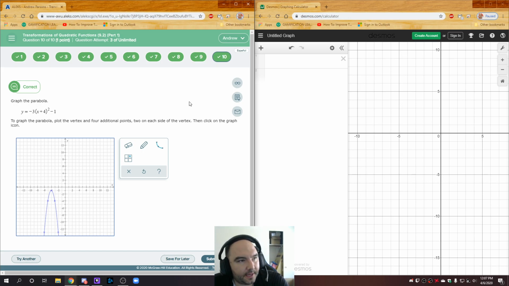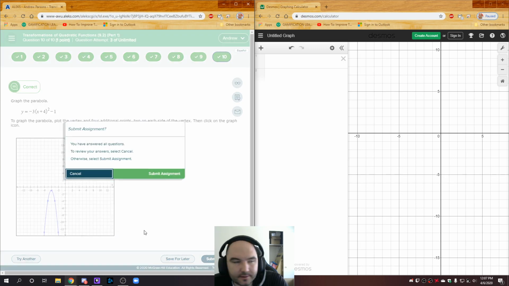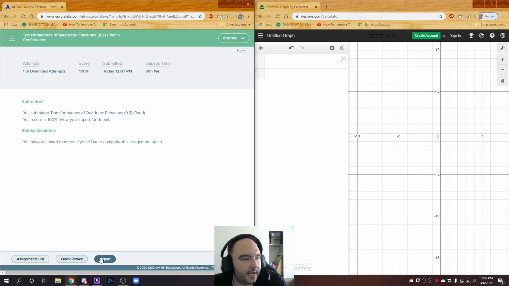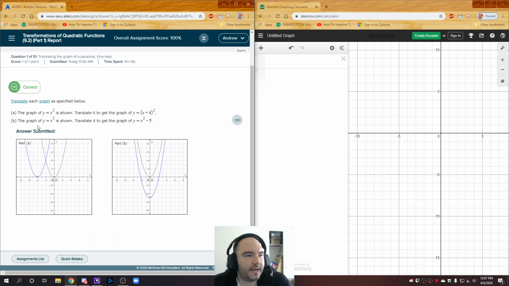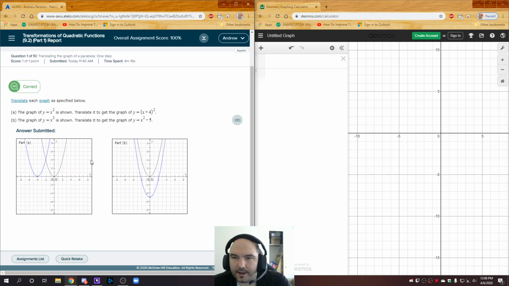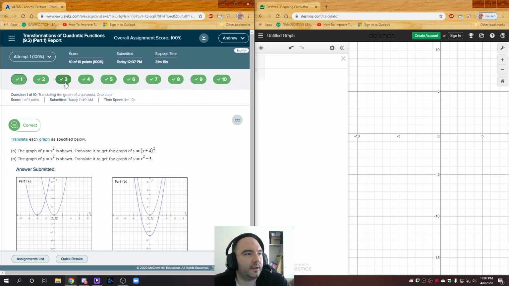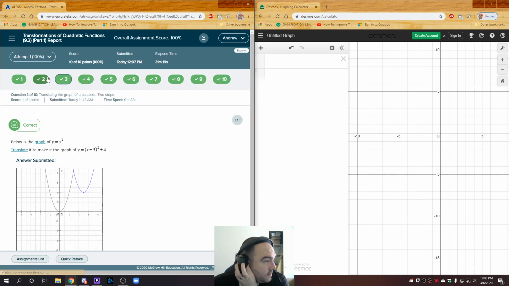Okay, let me review the assignment here. Talk you through what we learned today. All right, so the first few problems had us just doing basic movement: left, right, up, and down. So inside parentheses was left and right. Outside parentheses is up and down. Keep in mind, anything that happens inside the parentheses is kind of reversed. So a +4 really means left 4 units. So we did it on the first few problems.